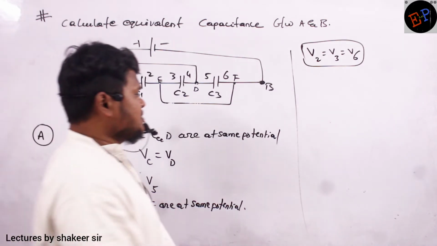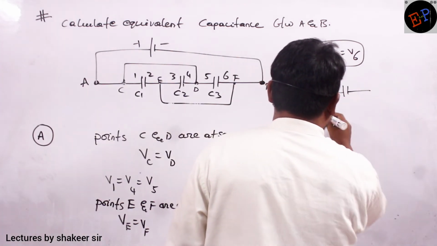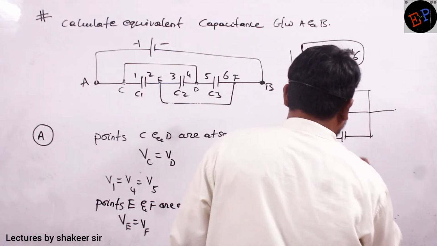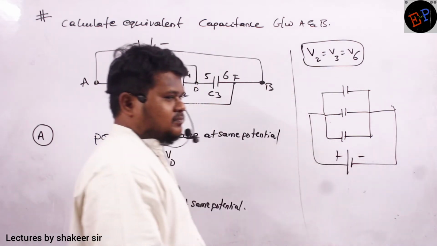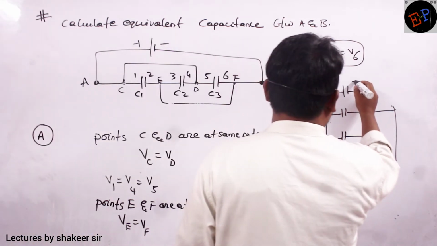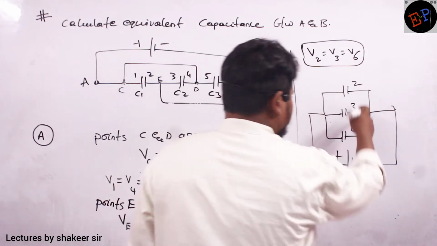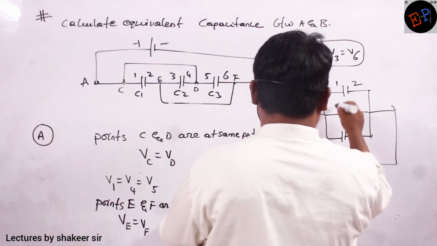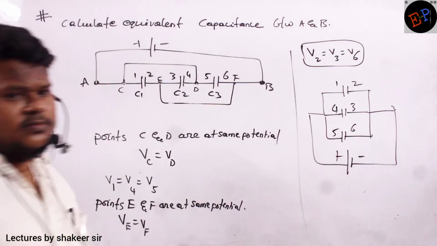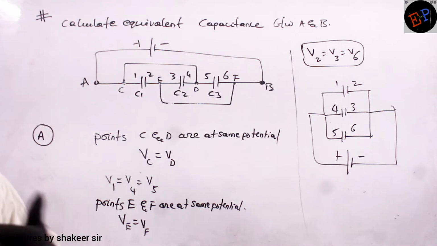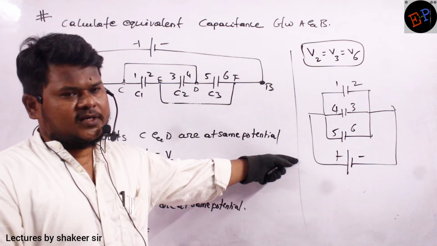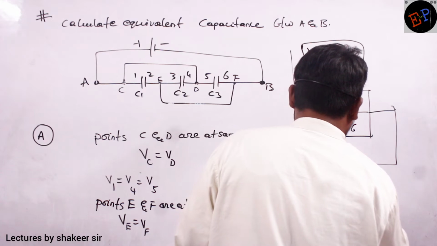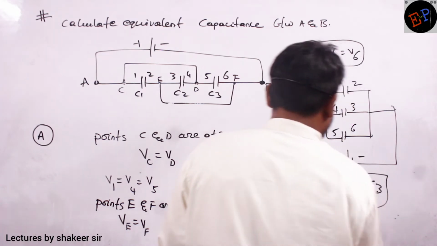It means that plates are connected like this. All the 3 plates on one side are connected to positive potential. Remaining 3 plates are connected to negative potential. Plate 2, plate 3, plate 6, all of them are connected to negative plate of the battery. Remaining plates, plate 1, plate 4, plate 5, are connected to positive plate of the battery. It means they are connected in which type of connection? Parallel connection. So therefore I can say equivalent capacitance is C1 plus C2 plus C3. That's all. This is my answer.